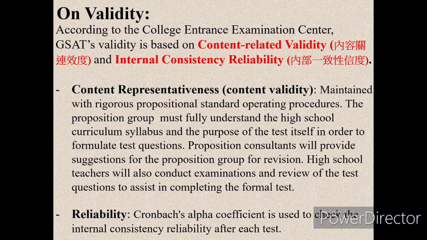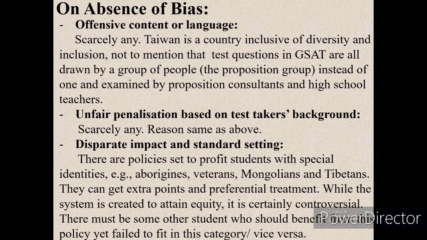In case of reliability, the alpha coefficient from Cronbach was used to check the internal consistency reliability after the test. According to statistics, GSAT in 101 to 105 have good internal consistency reliability coefficient. And then I'm going to talk about the absence of bias.